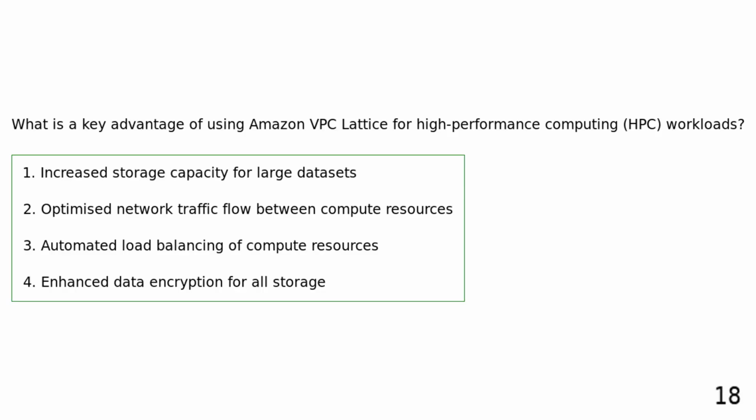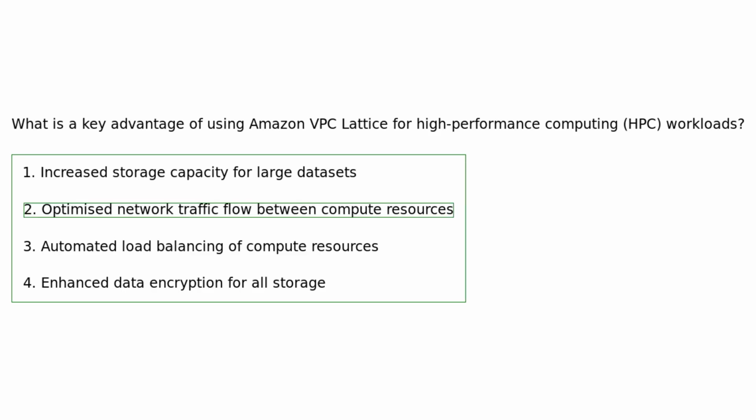What is a key advantage of using Amazon VPC Lattice for high-performance computing workloads? Increased storage capacity for large datasets. Optimized network traffic flow between compute resources. Automated load balancing of compute resources. Enhanced data encryption for all storage. A key advantage is the optimized network traffic flow between compute resources, enabling efficient communication and data transfer within the VPC.